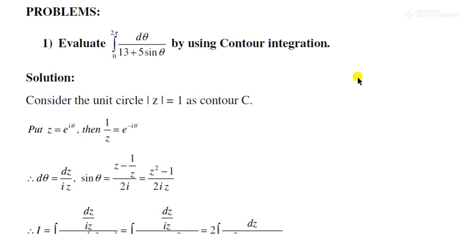See the first problem. Evaluate integral 0 to 2 pi d theta divided by 13 plus 5 sin theta using contour integration. By seeing the integral, that is the integral is defined over the interval 0 to 2 pi and the function is a function of sin theta. So we can say that this is of type 1. Now consider the unit circle mod z as 1 and take the substitution as z is equal to e power i theta. d theta will be dz by iz and sin theta will be z square minus 1 by 2iz.